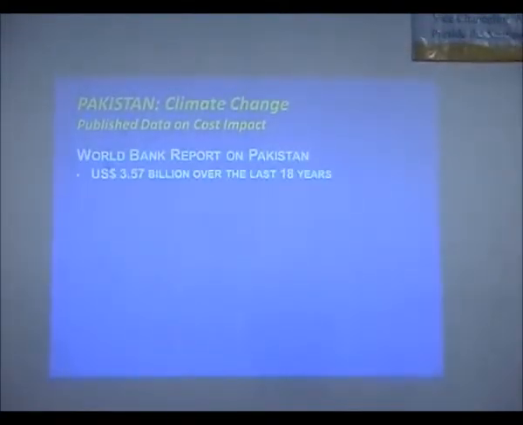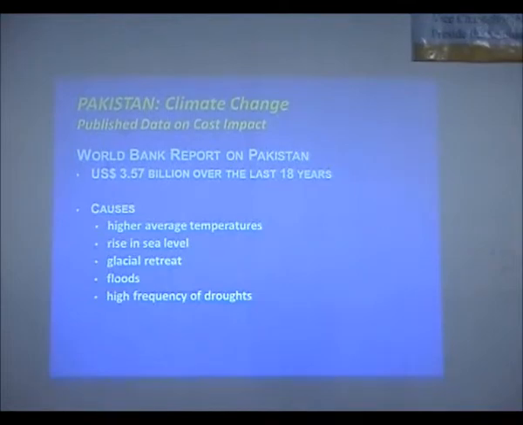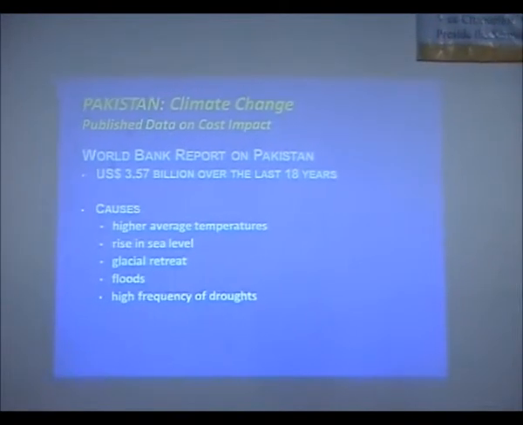Pakistan, climate change published data on cost impact. World Bank report says that climate change costs Pakistan about $3.57 billion annually. Alright, what are the causes? It's higher average temperatures, rise in sea level, glacial retreat, floods, droughts. So you see a couple of very conflicting things in there. You see floods and droughts at the same time. And how could it be?